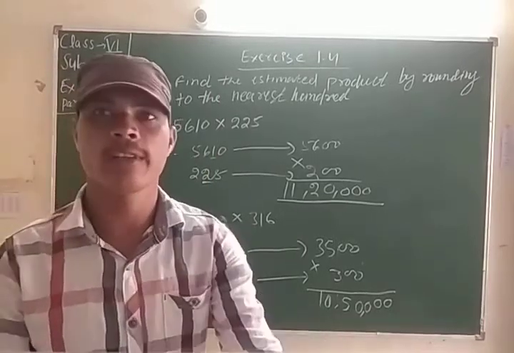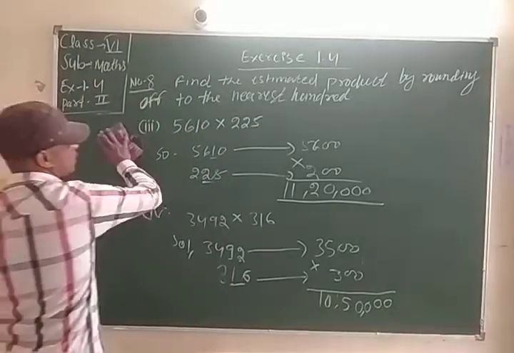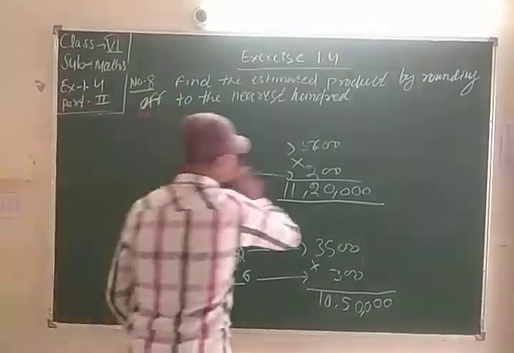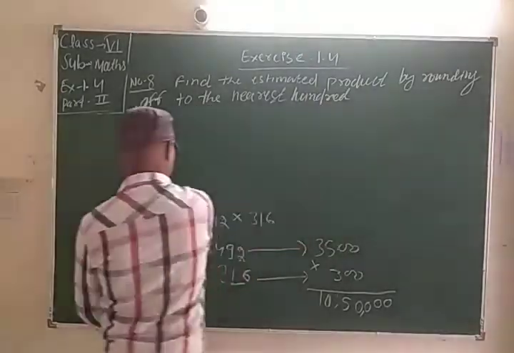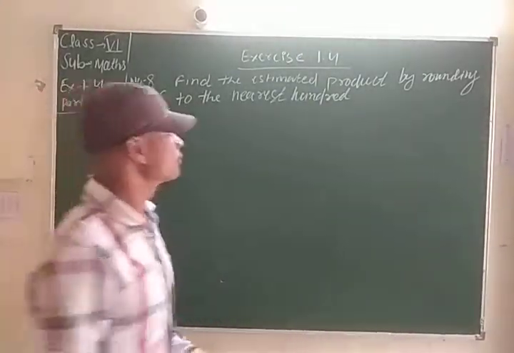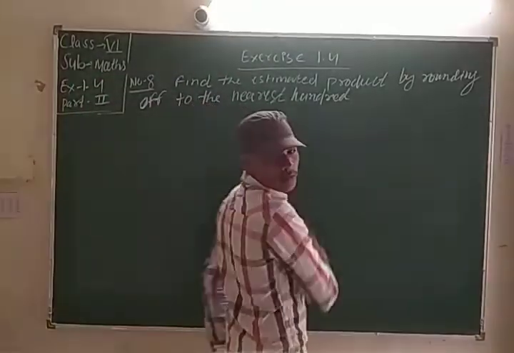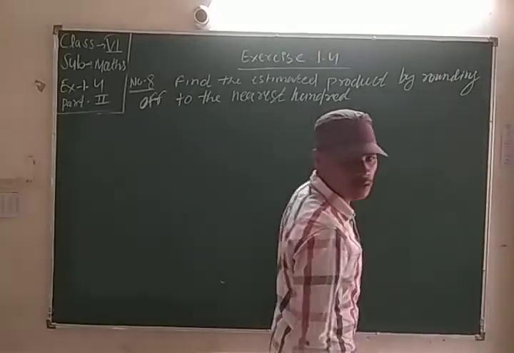How can we find the estimated products? Now we will learn to find the estimated quotient, estimated quotient to the nearest 100. Estimated quotient. The answer only will be rounded to the nearest 100. Okay.